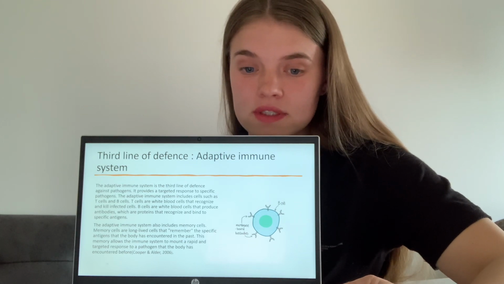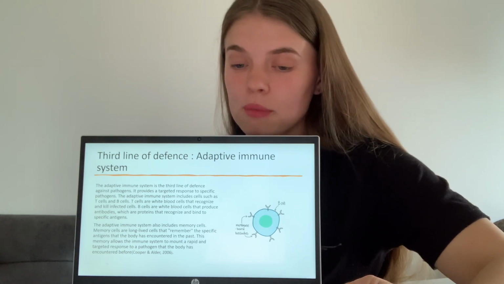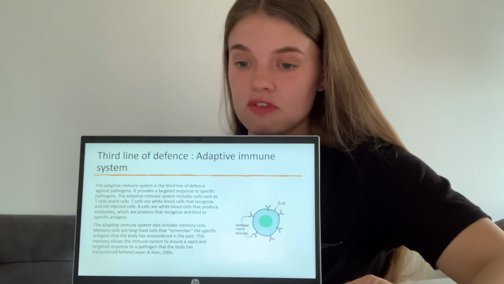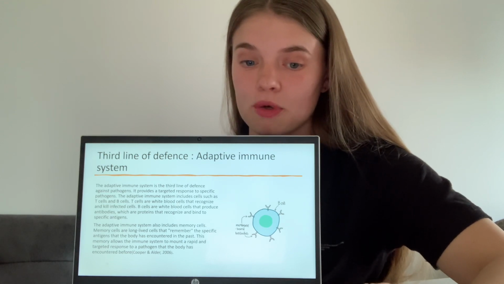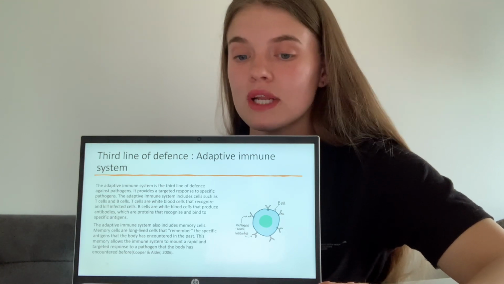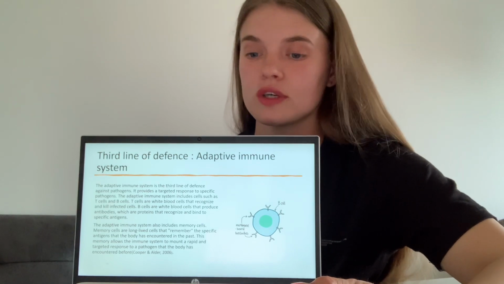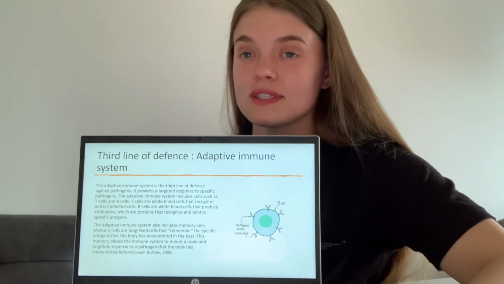The adaptive immune system also includes memory cells. Memory cells are long-lived cells that remember the specific antigens that the body has encountered in the past. The memory allows the immune system to mount a rapid and targeted response to a pathogen that the body has encountered before.